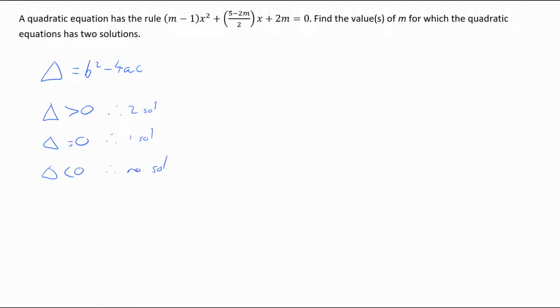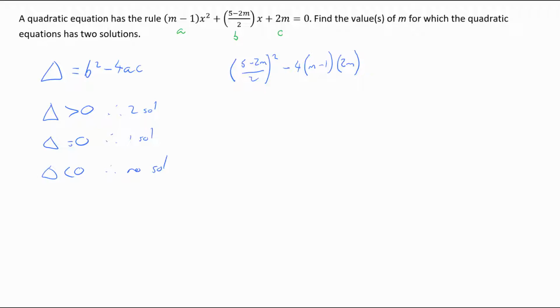Now let's have a look at how we're going to approach this. We've got our values for A, B, and C. A is always the coefficient of x squared, B is always the coefficient of x, and C is always the constant value by itself. When we plug everything into this formula, we'd have B squared minus 4 times A times C. That's our discriminant. Let's simplify it down first, but then we're going to have a look at how to make it greater than 0 so that we get our two solutions.